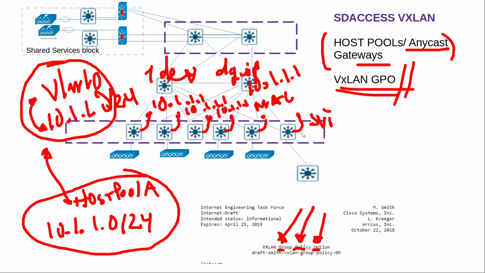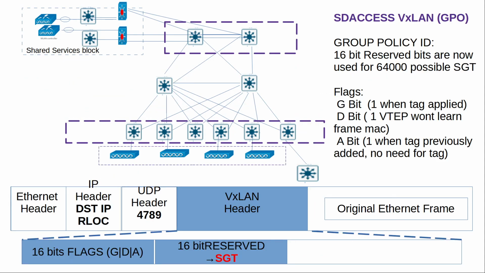So after explaining what a host pool and an Anycast gateway are, we're going to go over what Cisco changed in VXLAN. First of all, from the first flags field of the original VXLAN header, Cisco took three of those formerly reserved bits and provided them with a new meaning. So from the 16 original reserved bits, Cisco took 3 of them so they can control the way that we are going to apply tags and whether or not the VTEP will learn the MAC address that is inside this Ethernet frame.